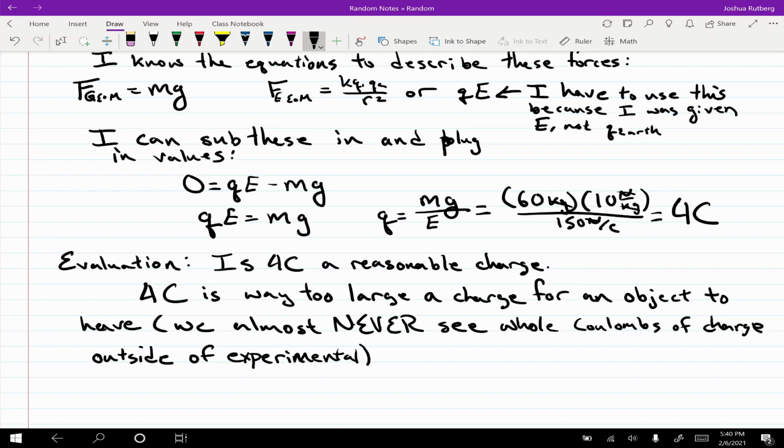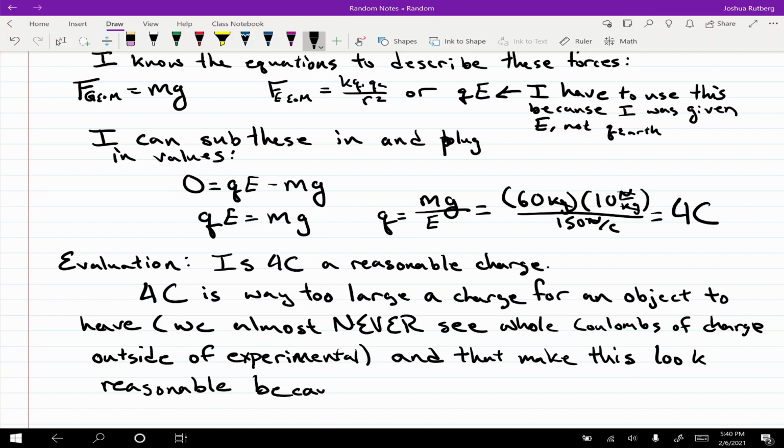However, the fact that this is a tremendously large charge actually makes me think my answer is reasonable. And that makes this look reasonable. Because have you ever seen this happen? Have you ever seen something just floating, suspended in the Earth's E field? Because I've never seen this happen.